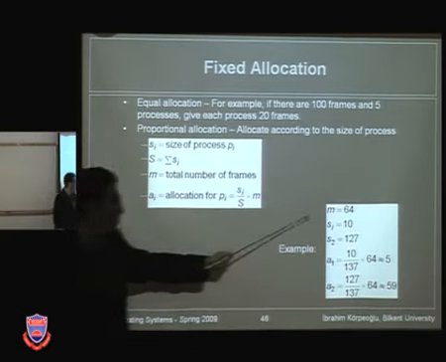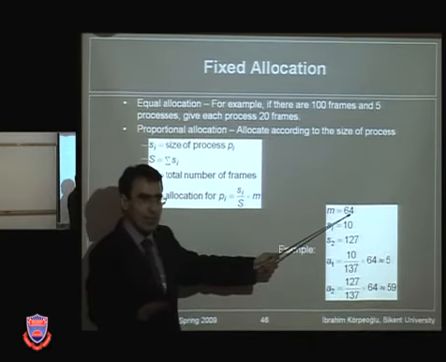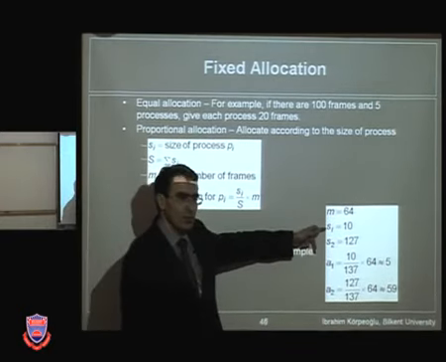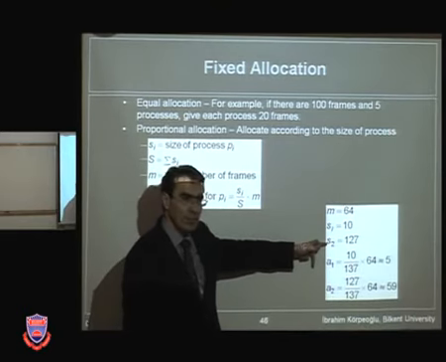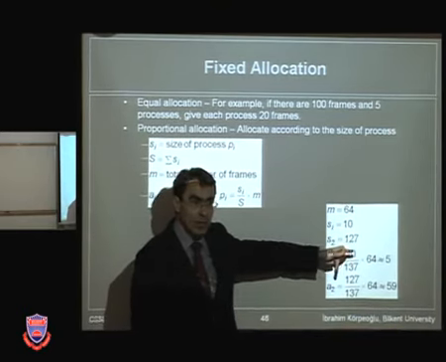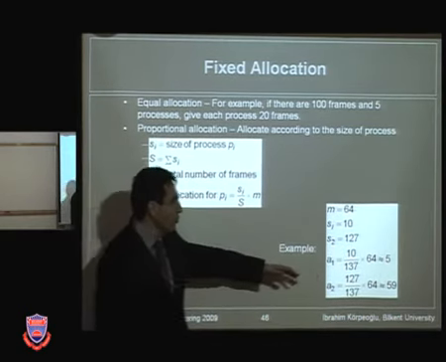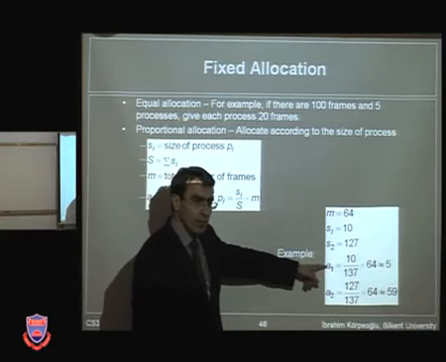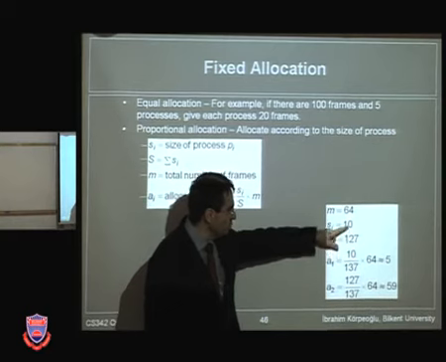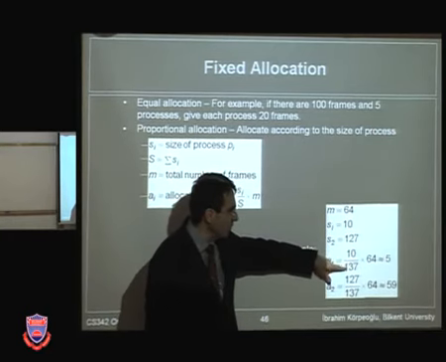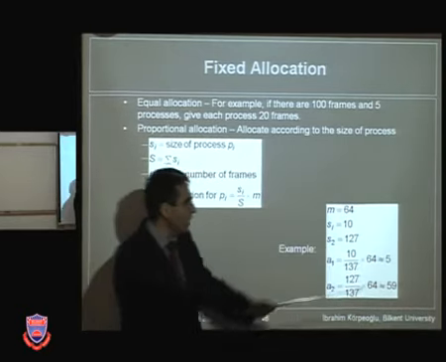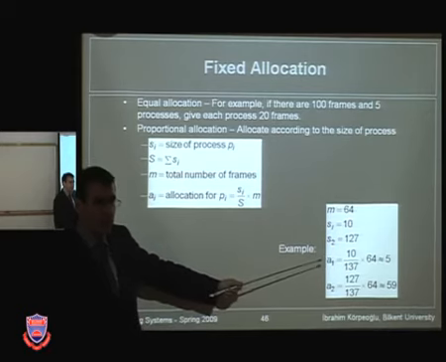So if you do an example, assume there are 64 physical frames available in memory, and assume we have two processes. The size of one process is 10. The size of another process is 127. Now, what should be the number of frames allocated to process 1? It will be 10 over the total size, 127 plus 10, which is 137. 10 over 137 multiplied by 64 will give you 5. So process 1 should be allocated 5 frames.